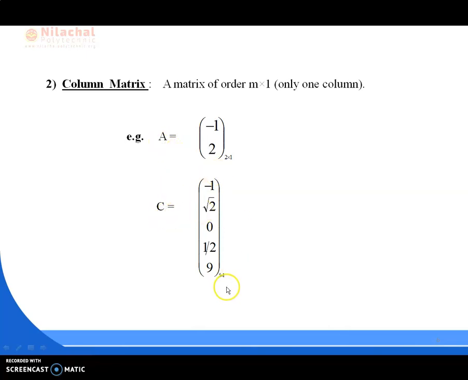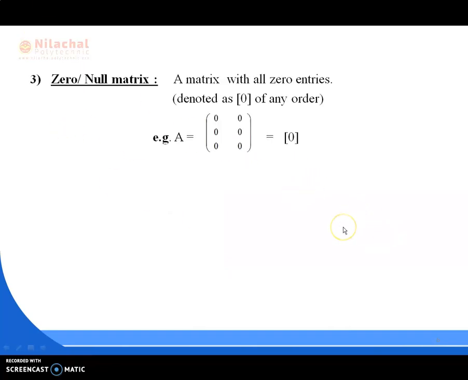C is a matrix where the number of rows is 5 and the number of columns is 1. So the order of this matrix is 5 by 1. So C is also a column matrix because only one column is there.